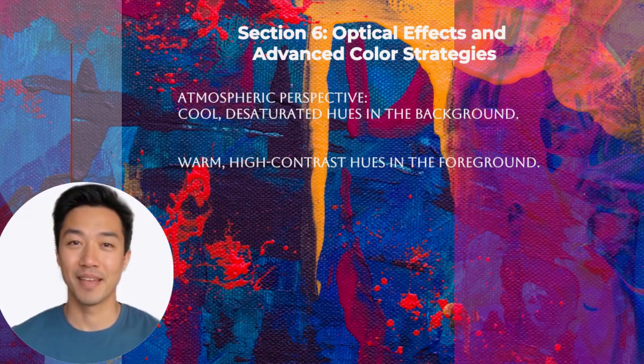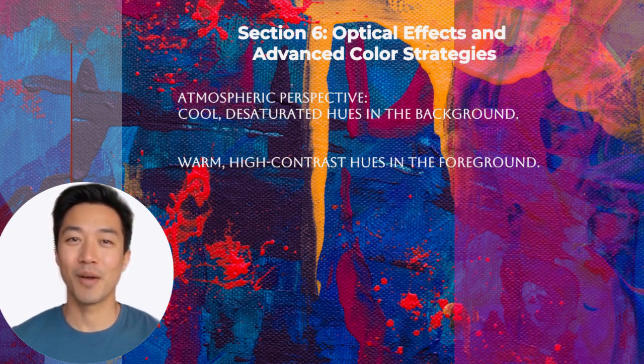Section 6. Optical effects and advanced color strategies. Atmospheric perspective: cool, desaturated hues in the background, warm, high-contrast hues in the foreground. Simultaneous contrast: one color appears different depending on surrounding hues. Used to make areas pop or recede.